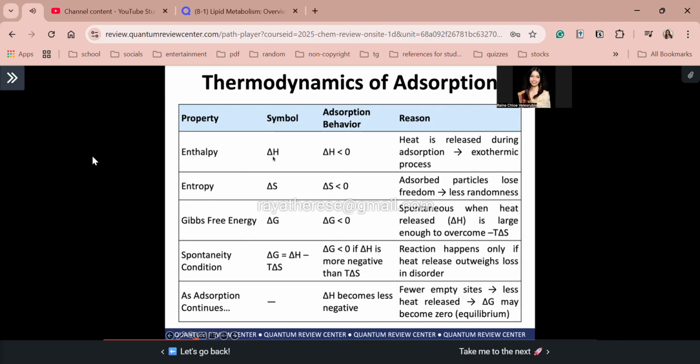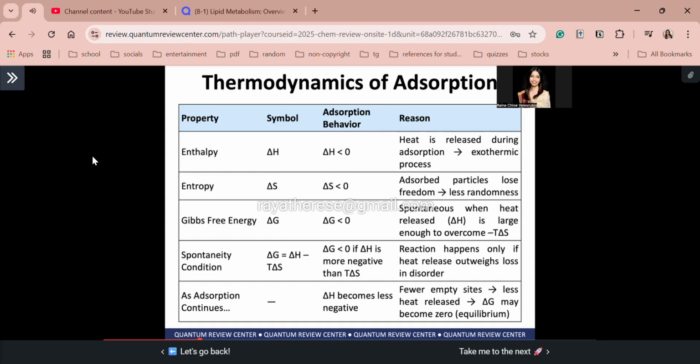Okay? Now, what can we say about entropy? With adsorption, the degree of randomness of the particles will decrease, as the adsorbate particles are bound to the surface. So, guys, di ba, mayroon mga adsorbate particles na mag-adhere sa surface mo. Now, the degree of randomness, the disorder of the particles, will decrease.